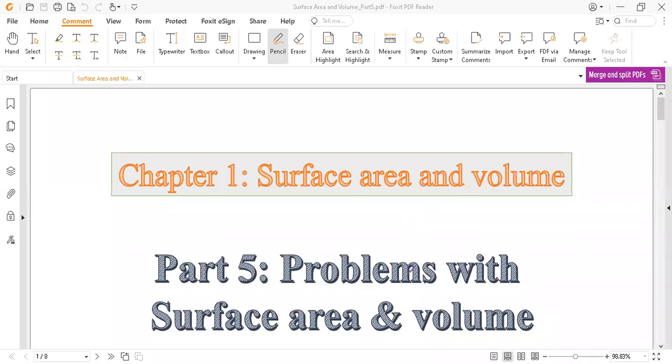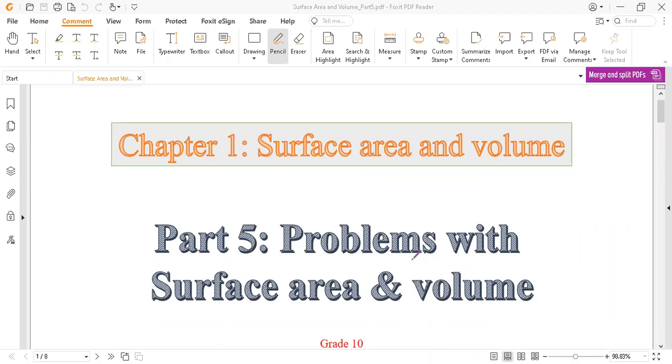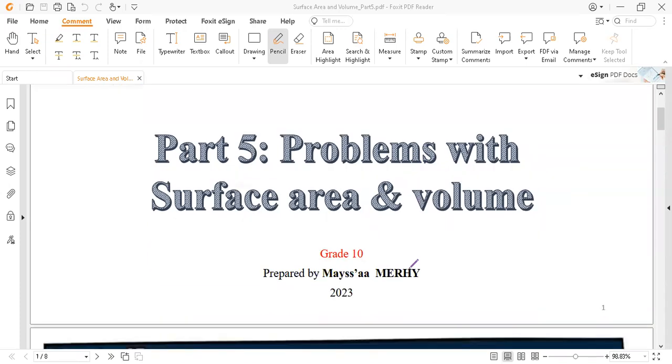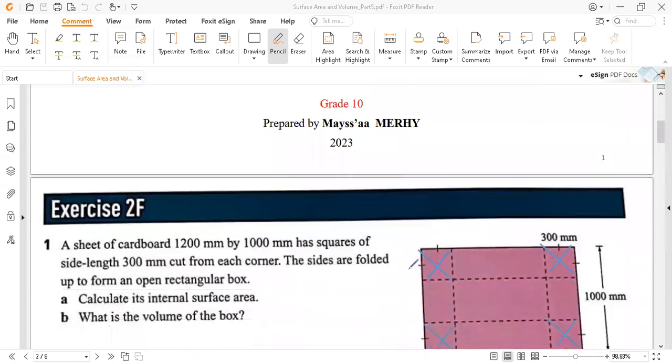Hi everyone, we're still in this chapter entitled Surface Area and Volume, and we want to finish and to show how to use the concepts of volume and surface areas that we explained before in previous sessions, how to use it and benefit from it in problems in real life.